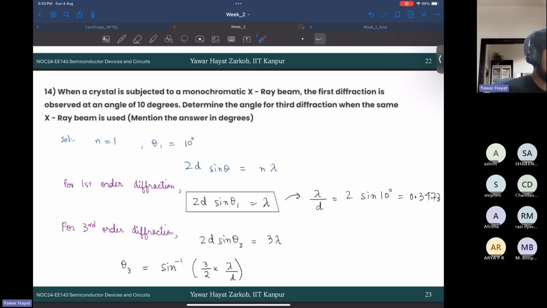Report it in degrees, because we have been asked to mention the answer in degrees. So we'll solve it in degrees. I'm expecting again two answers because I'm assuming two students do have the calculator in front of them.